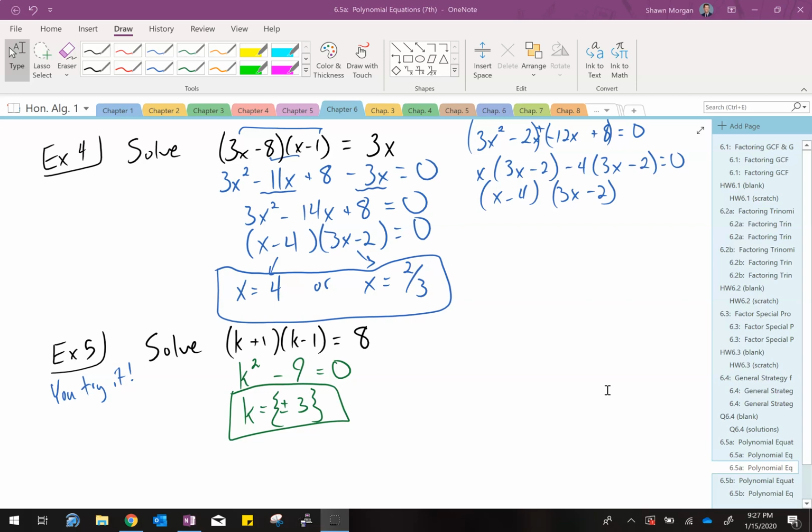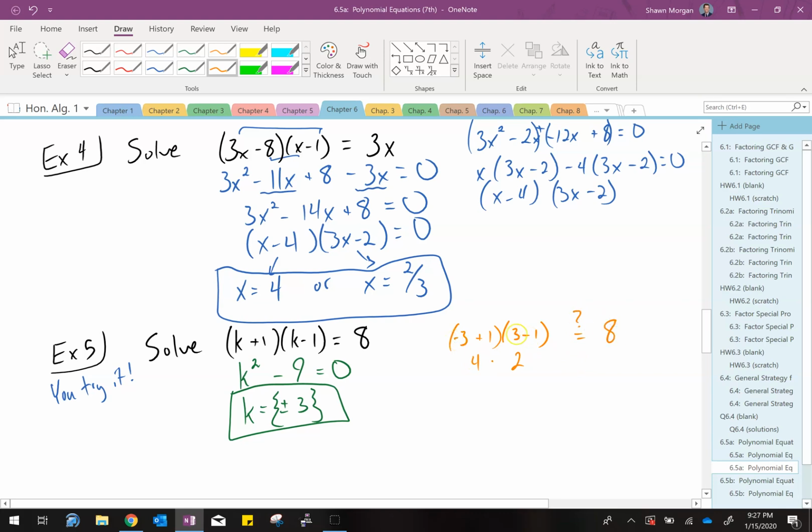Now, interestingly enough, I mentioned at the very beginning of this screencast, you can check your answers by plugging it back into the very beginning of the problem. And I want you to try and do that with me right now. If we plugged in 3 for k, 3 plus 1, and 3 minus 1 would yield 4 times 2, which does indeed equal that 8 that we were checking.